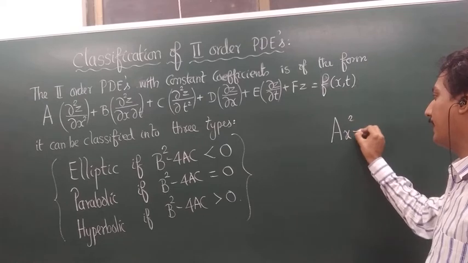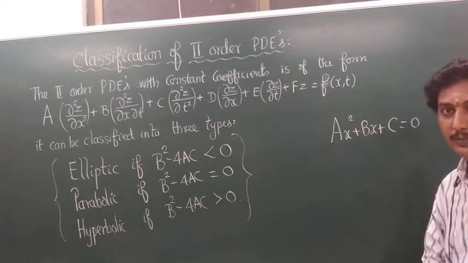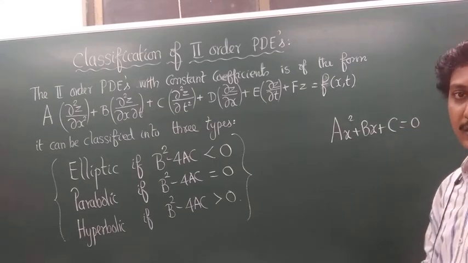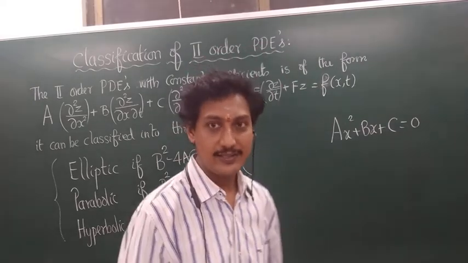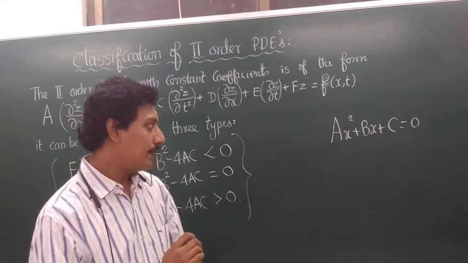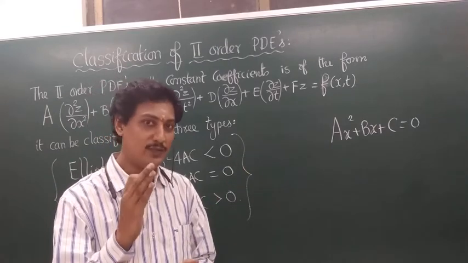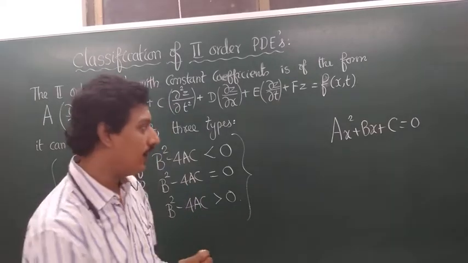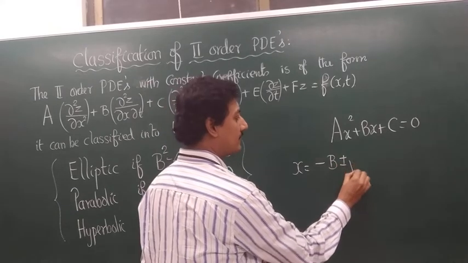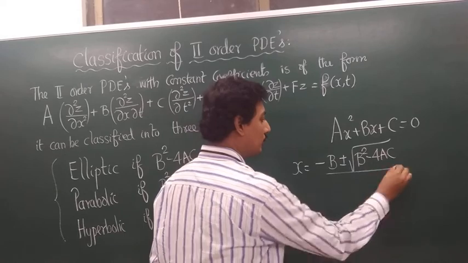ax squared plus bx plus c is equal to 0. Am I right? What is a? a is the coefficient of x squared, b is the coefficient of x, and c is the constant term, isn't it? Now, how do we get the roots of this quadratic equation? There is one formula, called the quadratic formula: x is equal to minus b plus or minus square root of b squared minus 4ac, divided by 2a.